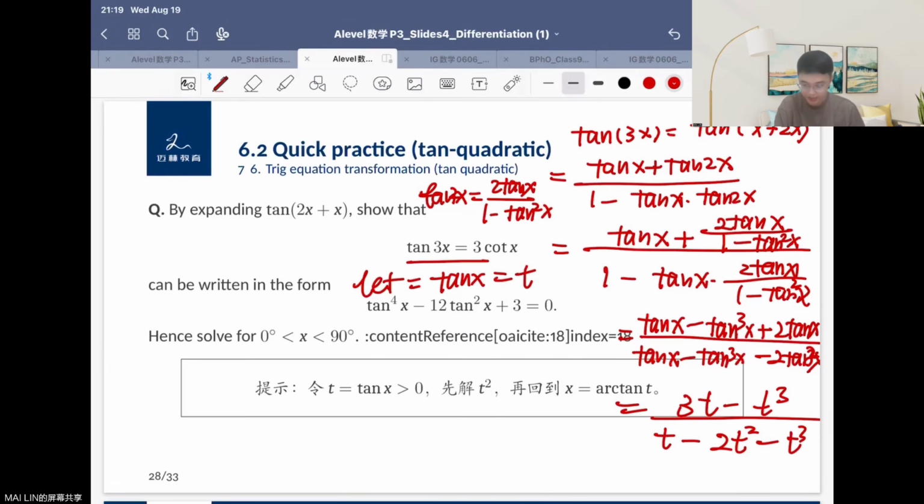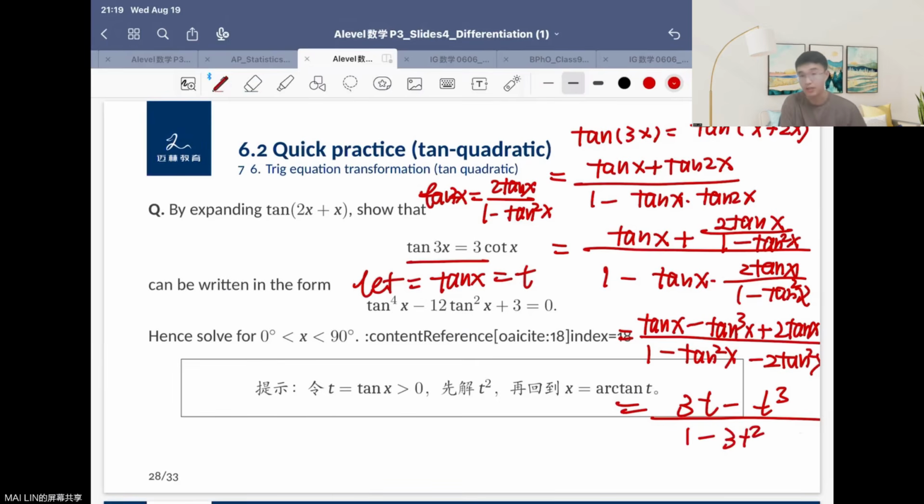Sorry, the denominator here is 1 minus tan squared x, and then minus 2 times tan squared x. So it is 1 minus 3t squared, right? Okay, so you have that.